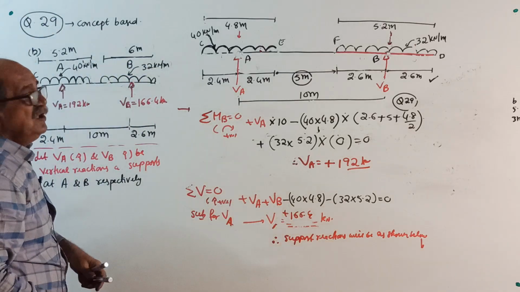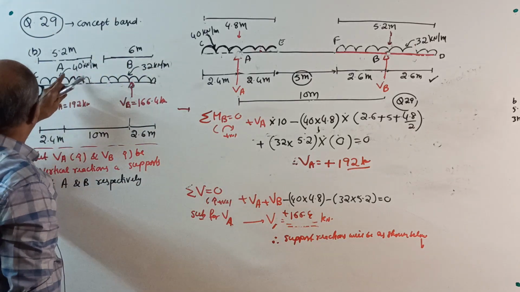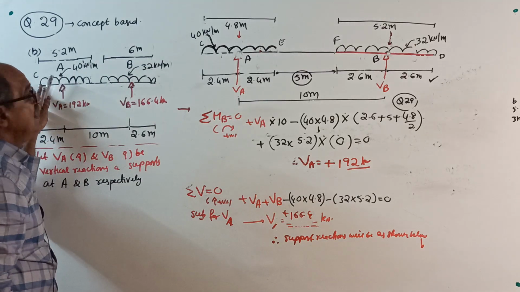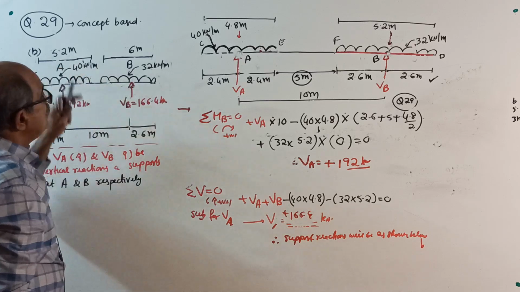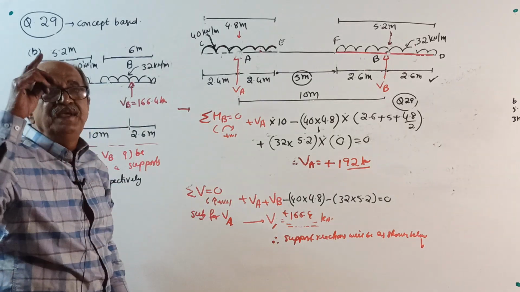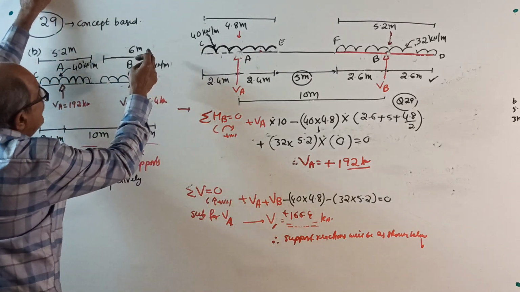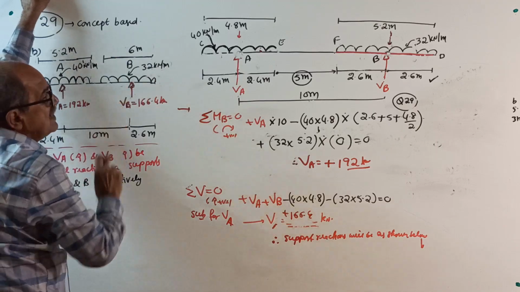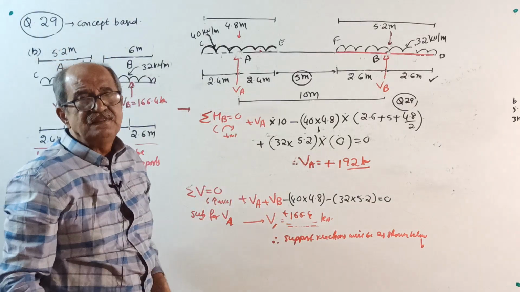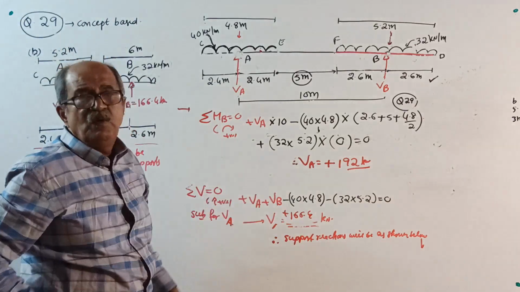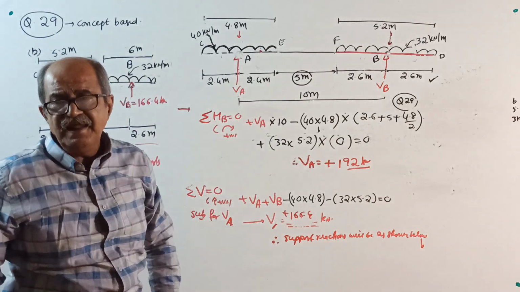So the question is: UDL of 40 kN per meter starting from the left extreme end for a length of 5.2 meter, because if I told something else earlier, change it. And another UDL of 32 kN per meter, 6 meter long, starting from the right extreme end. Find the reactions. Now I will write all the required calculations and explain.